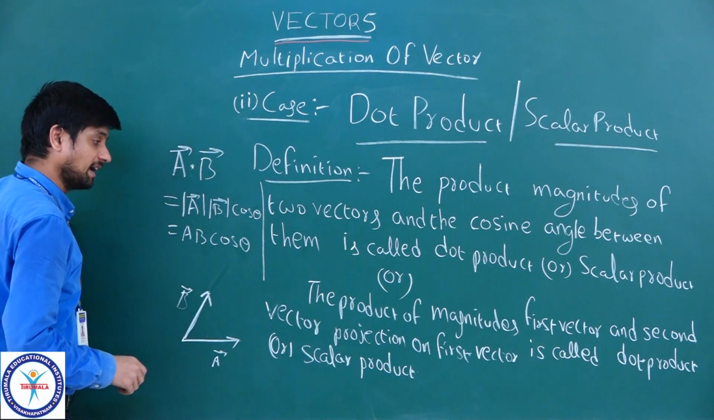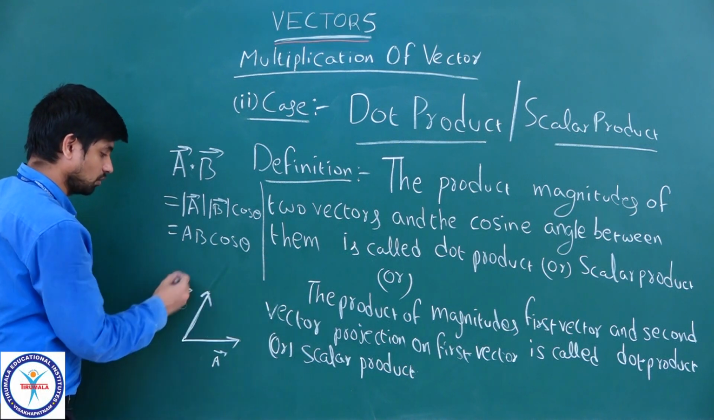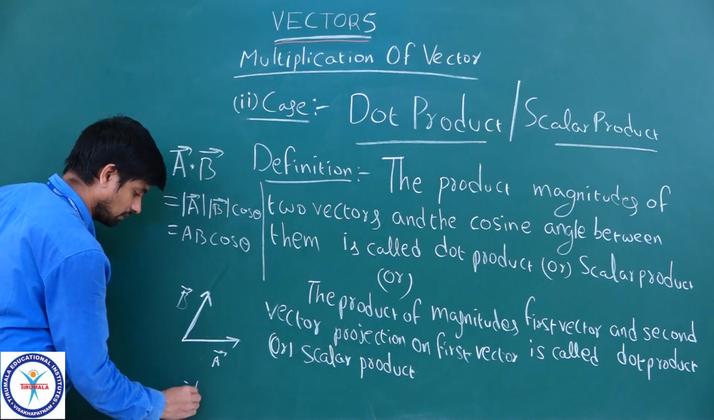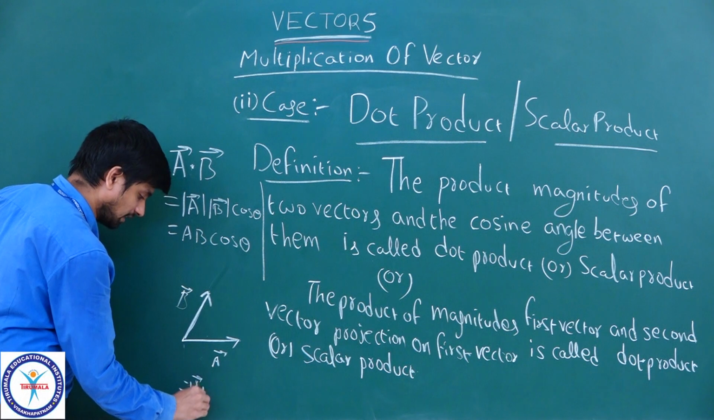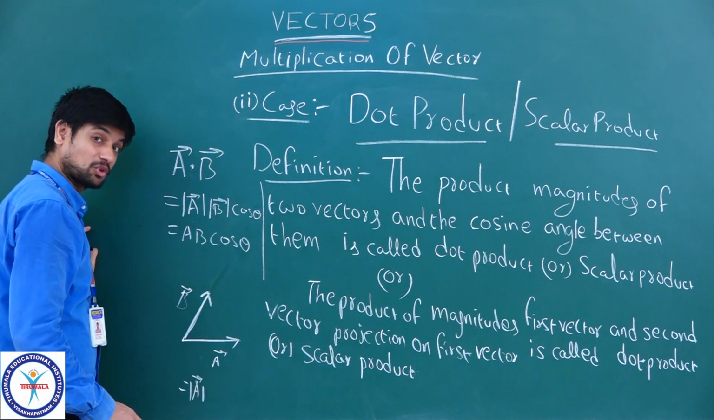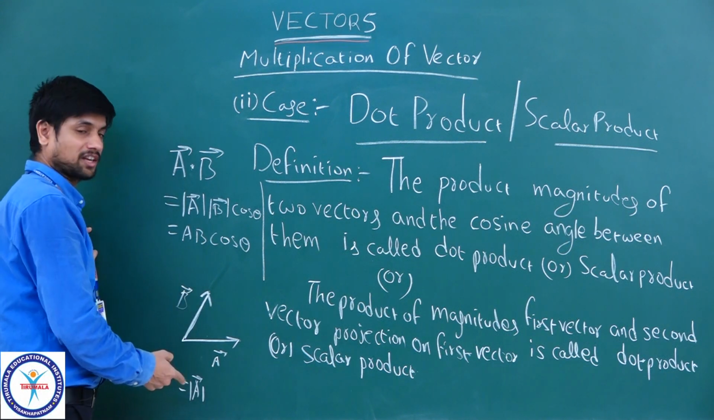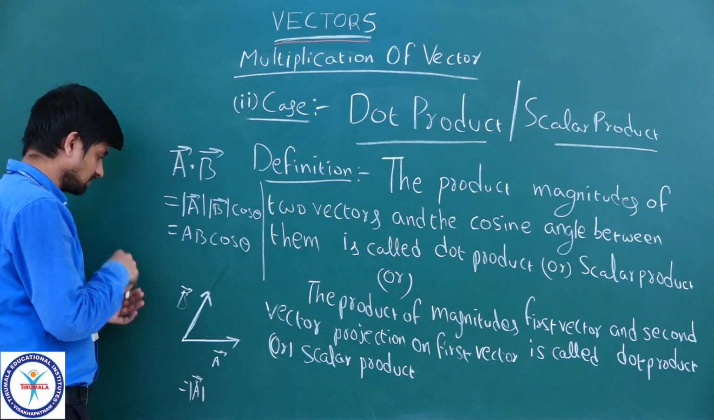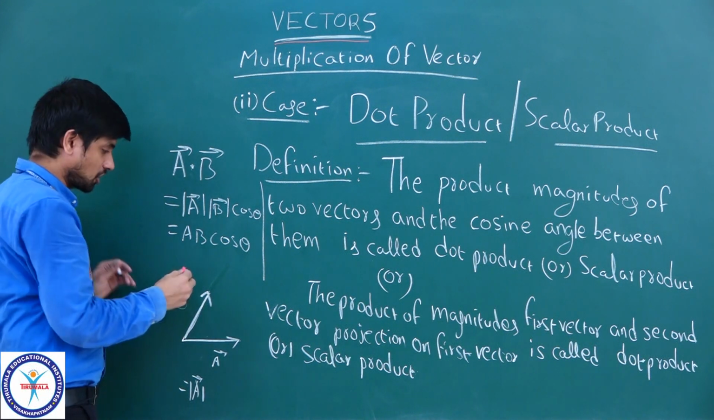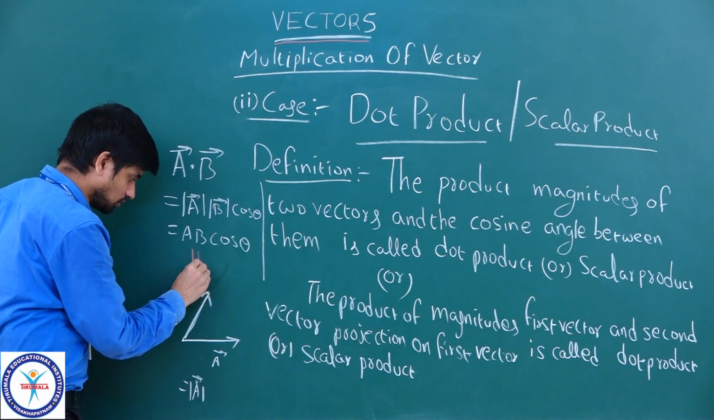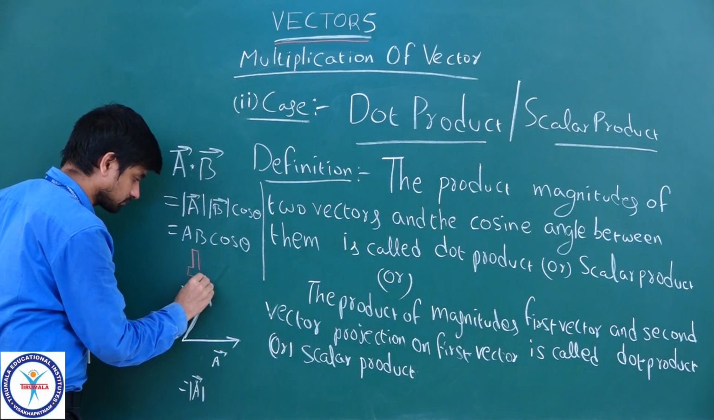Okay. Yes. I said first vector magnitude. So, you will write this one: modulus A. Second vector projection on first vector. Second vector projection means, so switch on the torchlight. Switch on the torchlight. Yes.